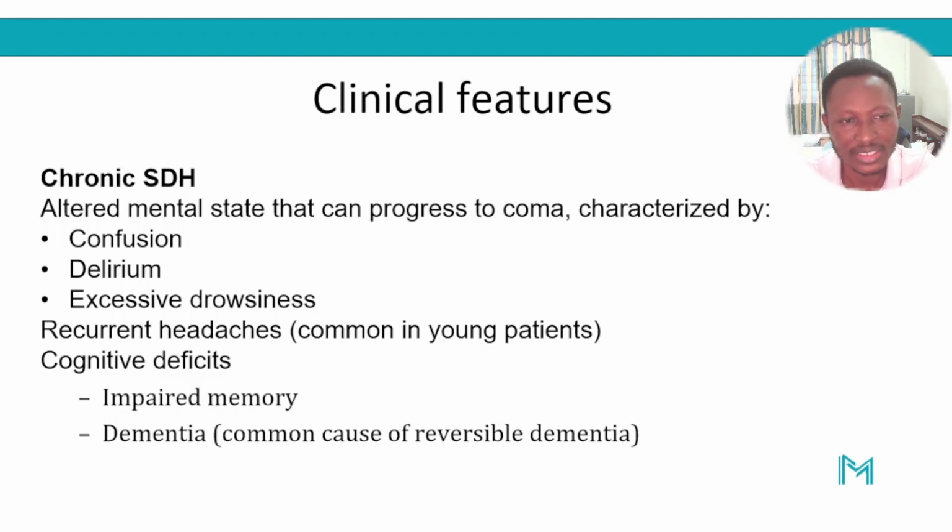Then you have cognitive deficits, which is one of the classic features of chronic SDH. You have impaired memory with typical symptoms of dementia, and it's one of the common causes of reversible dementia. You might also have other clinical neurological features like contralateral hemiparesis that can progress to hemiplegia, and you can also have incontinence in cases of chronic SDH.